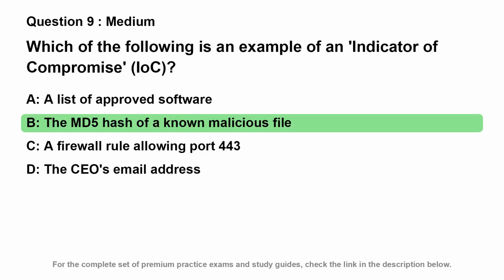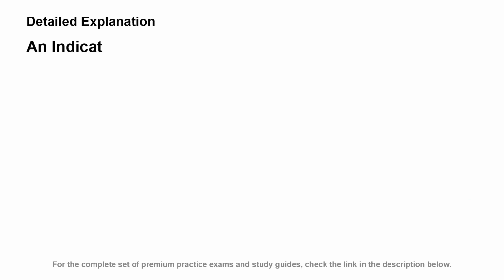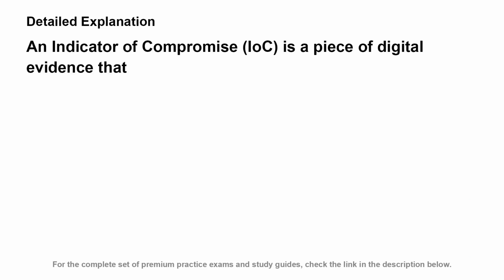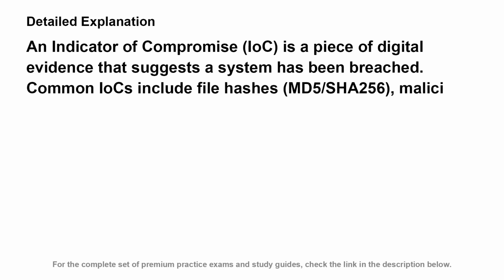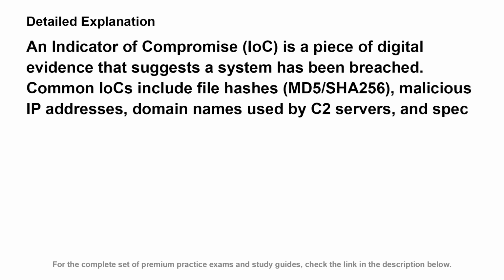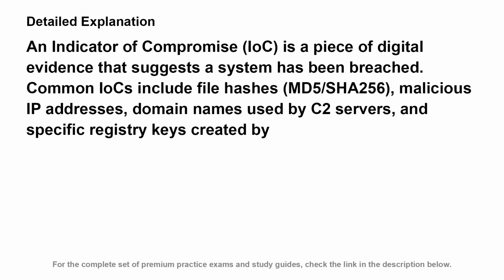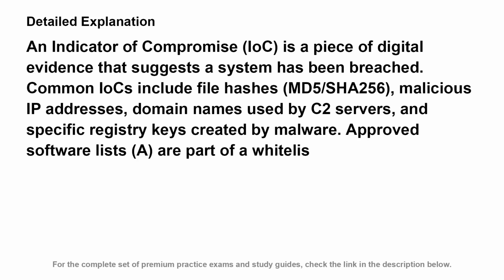The correct answer is B. An indicator of compromise, IOC, is a piece of digital evidence that suggests a system has been breached. Common IOCs include file hashes, MD5/SHA-256, malicious IP addresses, domain names used by C2 servers, and specific registry keys created by malware. Approved software lists, A, are part of a whitelist, not an indicator of a breach.